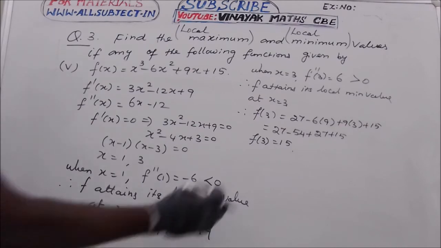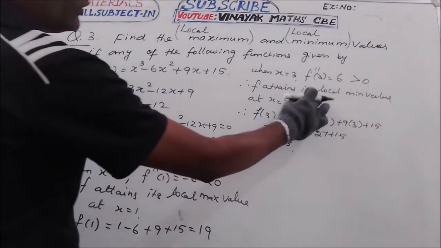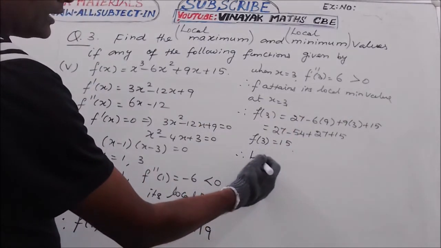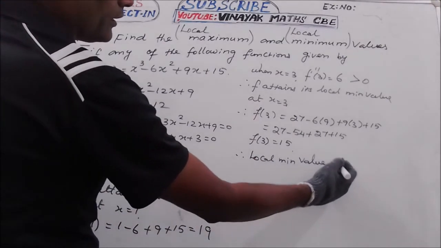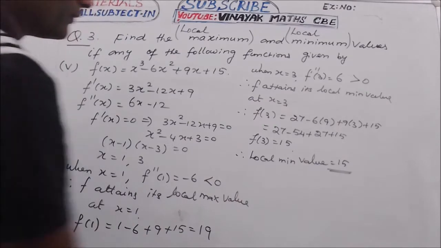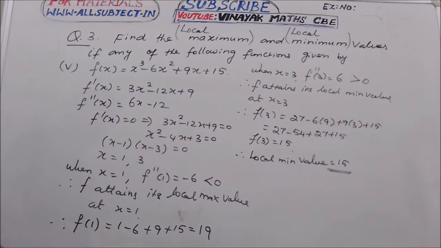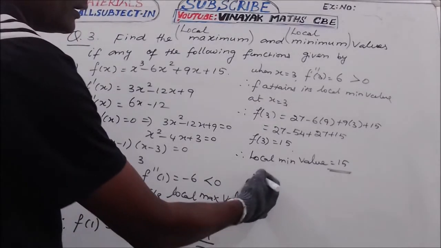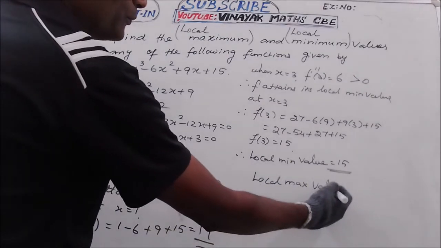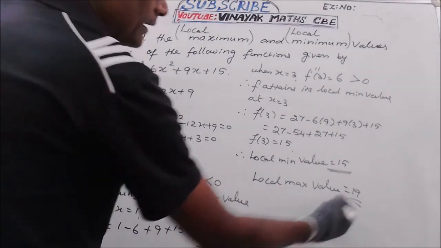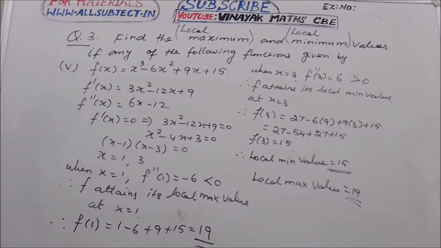Now, this is known as the local minimum value. Therefore, the local minimum value is equal to 15. The local maximum value is 19. So the local maximum value is 19 and the local minimum value is 15.